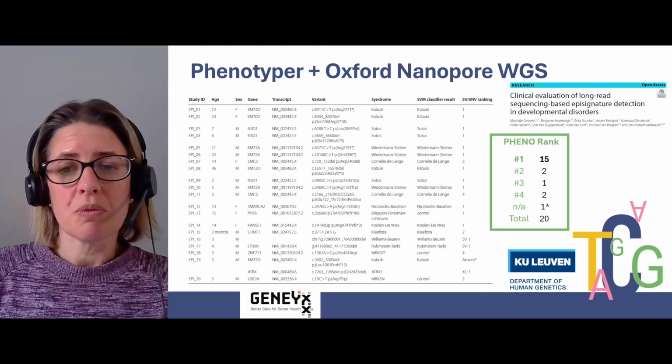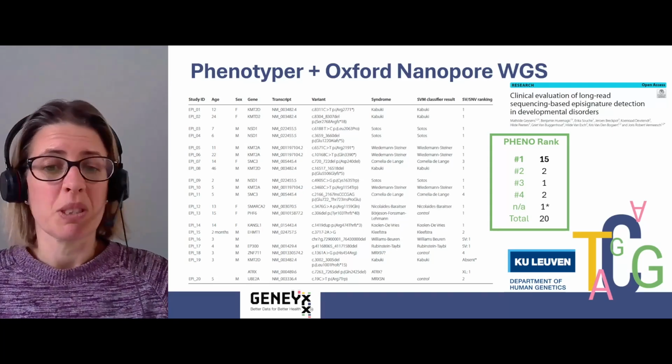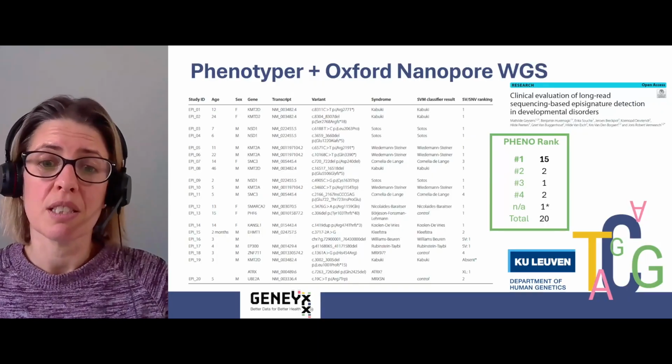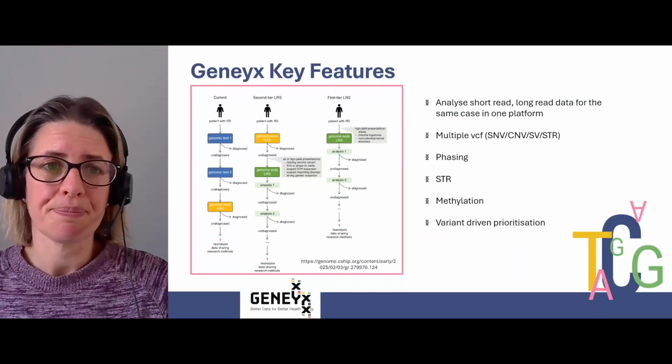And there was only one variant that wasn't ranked, and that was because it was a mosaic variant and actually had not been detected by the secondary analysis part of the process.